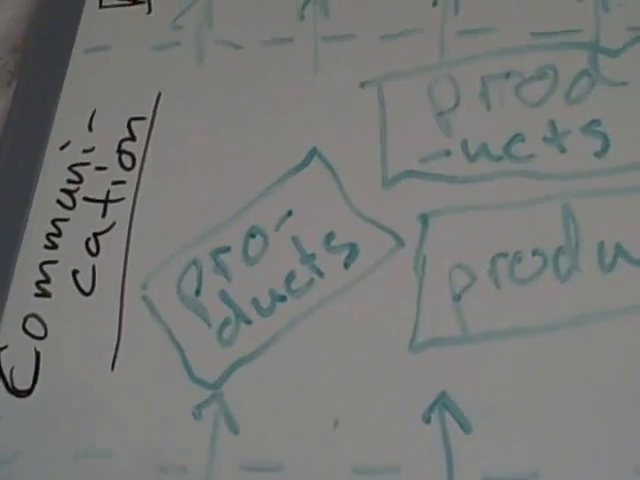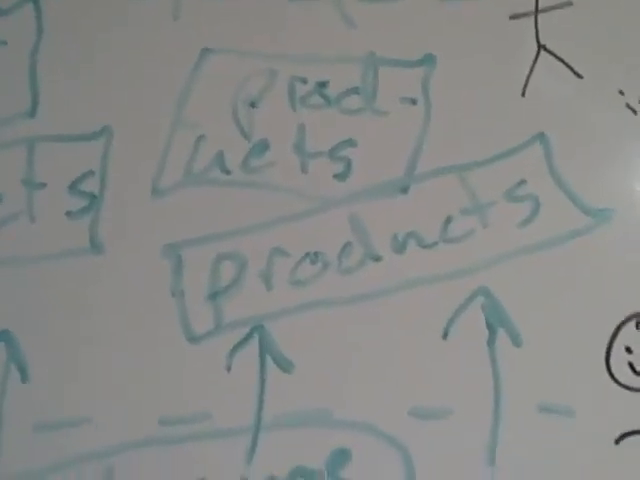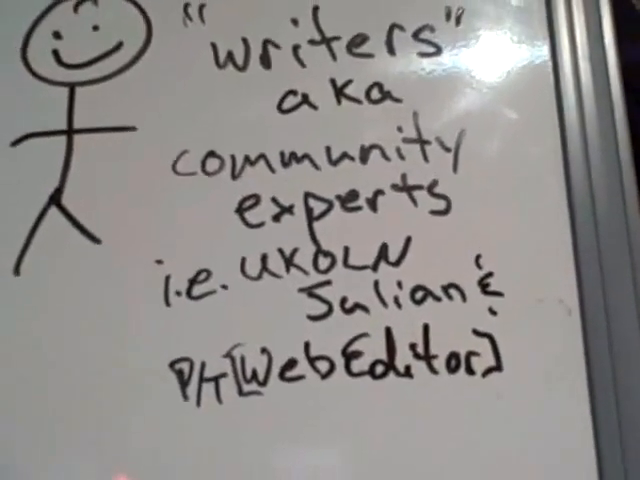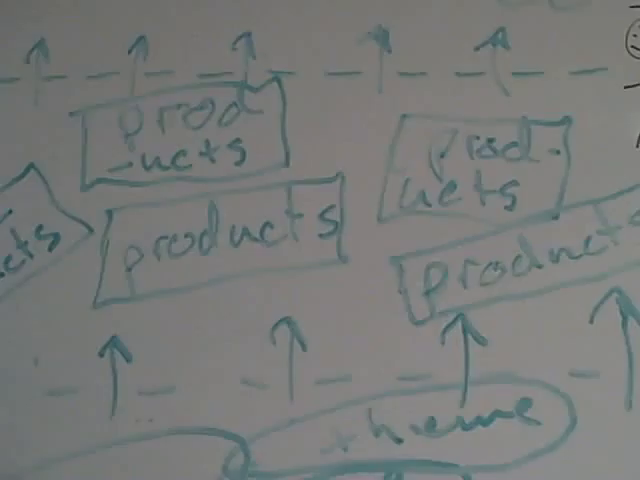And then, of course, moving from that layer on up, we move into communications. And communications is obviously about taking the themes and being able to identify what are the key products out of those themes that are being realized. And of course, that's these people. So in this case, Julian and the web editor working with the journalists or bloggers to be able to produce stories about the products, what they are and how they're valuable.